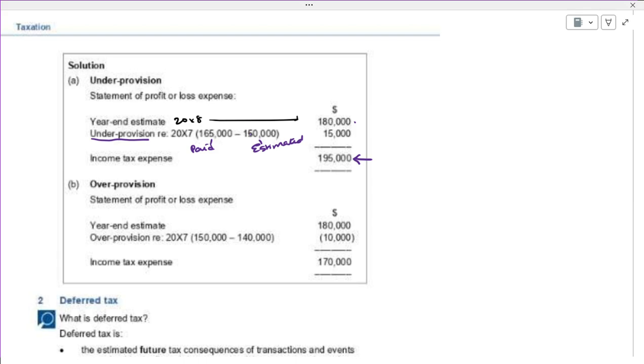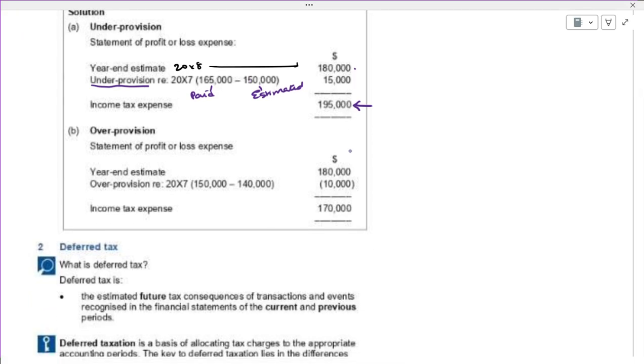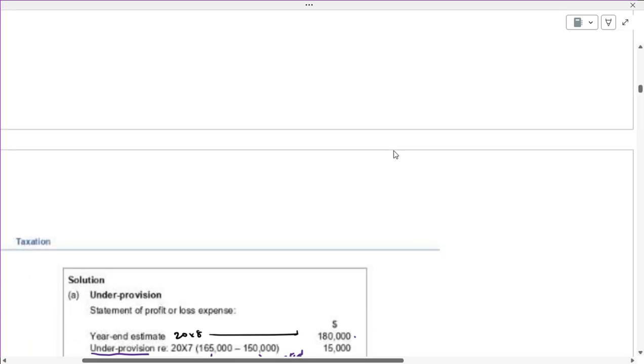This year how much are you showing? An expense of 195. Whereas for the over provision, how much are we estimating this year? 180,000. Last year we estimated 150, but we have paid 140.